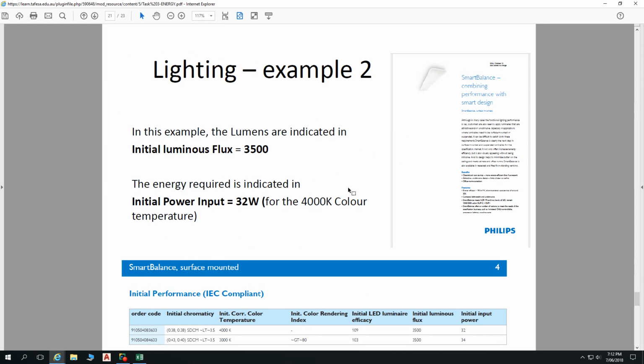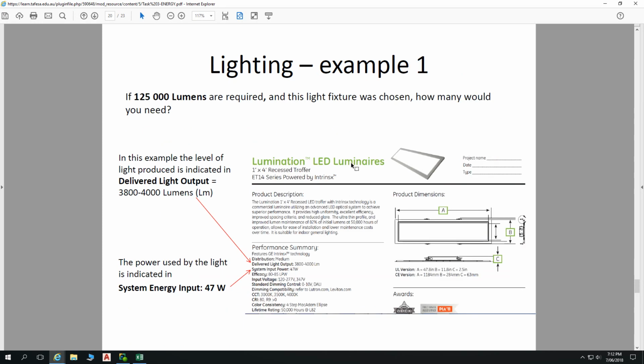This is another lighting example. In our first calculation, we determined we need 125,000 lumens required for our area, for our 250 square meters with our 240 lux. In this example, the level of light produced is indicated in delivered light output, and they give a range. So it's 3,800 to 4,000 lumens.